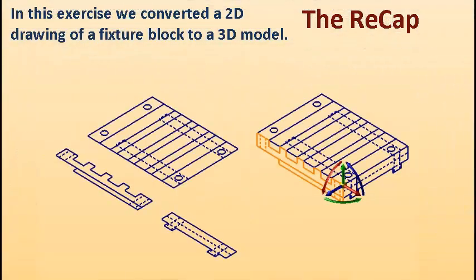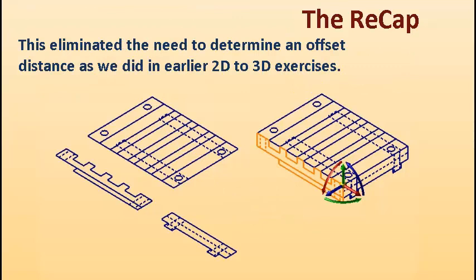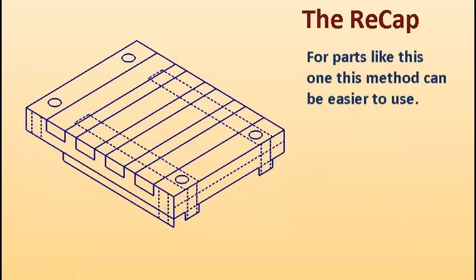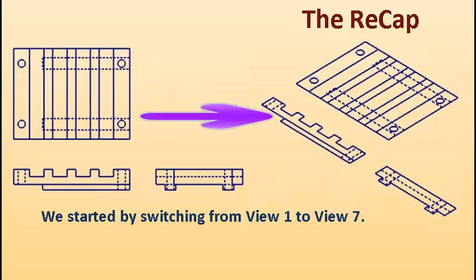So let's recap. In this exercise, we converted a 2D drawing of a fixture block to a 3D model, and we used the close overlay approach, folding the front and right side views down at the exact edges of the top view. This eliminated the need to determine an offset distance as we did in earlier exercises. For parts like this one, the method can be easier to use. It can make the selection of entities a little bit more difficult, but then you get to use the dynamic function and extrude, so it's a trade-off.